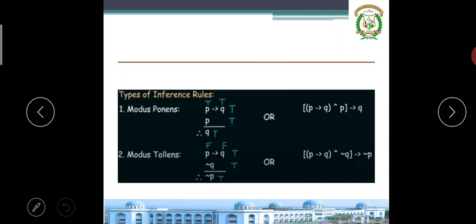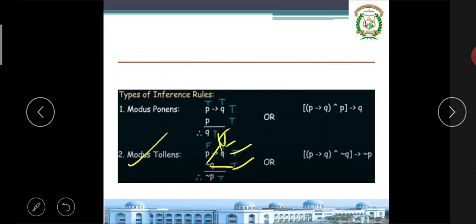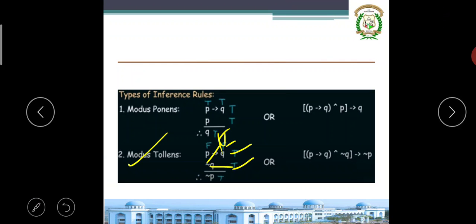Then modus tollens: this assumption is true and this assumption is also true, means Q should be false. When Q is false, suppose P is true, then the answer will be false. So P should be false, then only the answer will be true. So when P is false, the negation of P should be true.